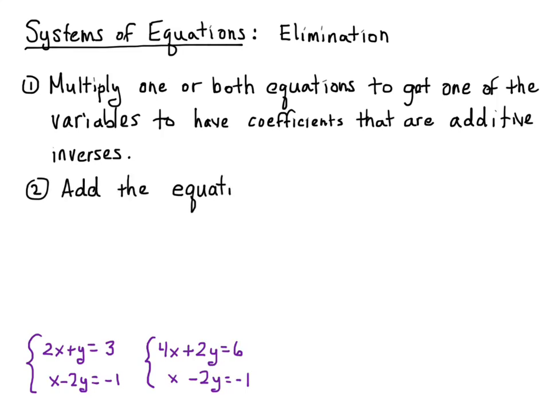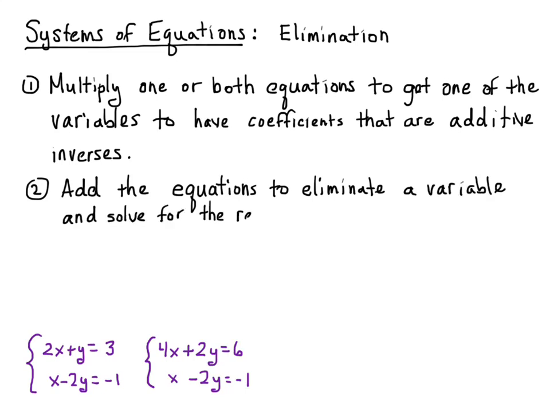The next thing you do then is add the equations together. What this does is eliminate the variable that you chose, and this is where it gets its name from, elimination. So if I add those two equations together, 4x plus x is 5x, and then 6 minus 1 is 5. So I end up with the equation 5x equals 5. Divide both sides by 5, and I get x equals 1. So I have part of my solution here.